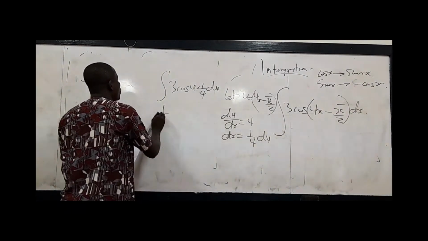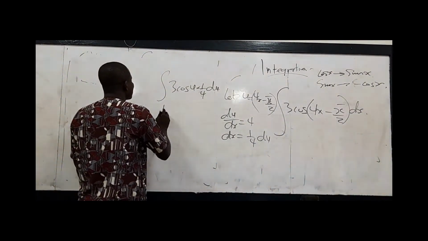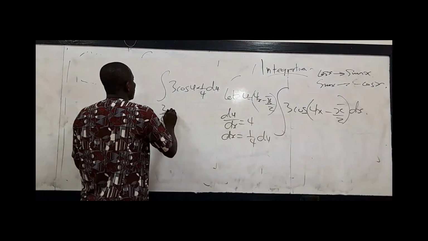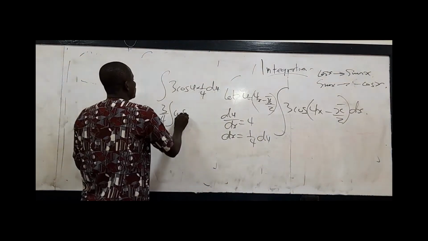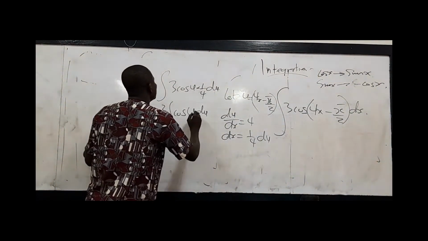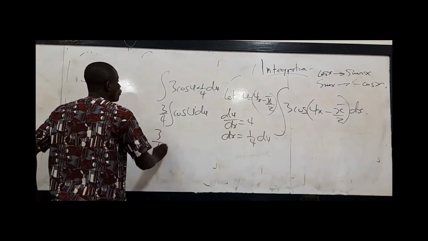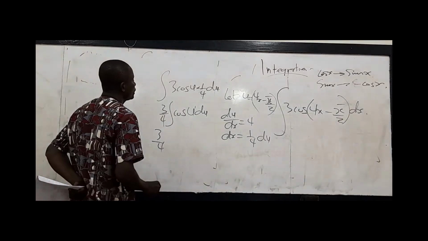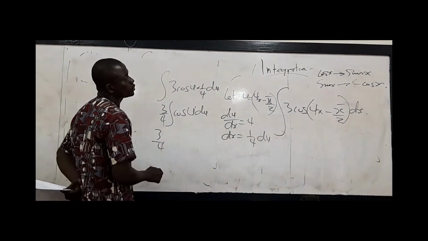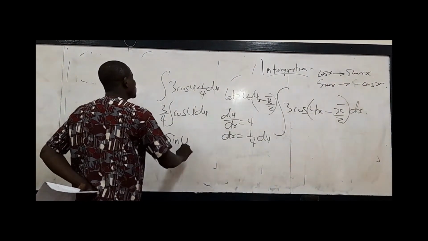So I'm having 1/4 times 3. The 3 will also come out. Integral of cos u du. This to the power 1. So here I'm having 3/4. And what is the integral of cos u? If you integrate cos, what do you get? You get sine. It becomes sine u.